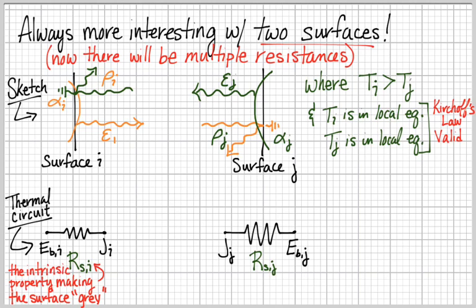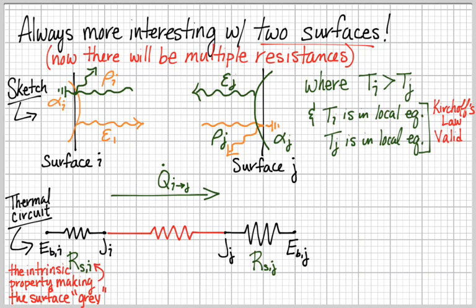So here I have over on our right the two nodes for surface J, the black body behavior, and we know we're not going to have a black body behavior, it's going to be diminished, and so we use that circuit diagram to describe that in terms of the radiosity.